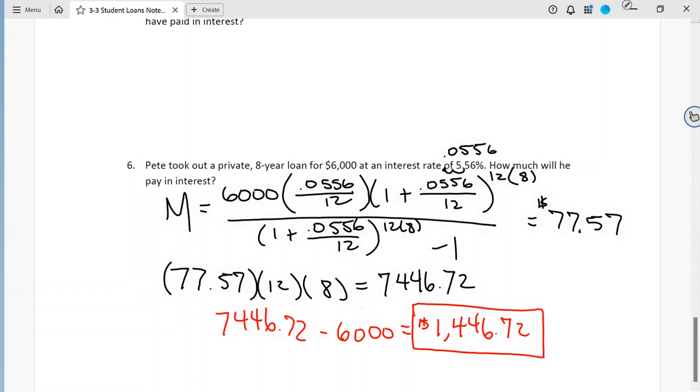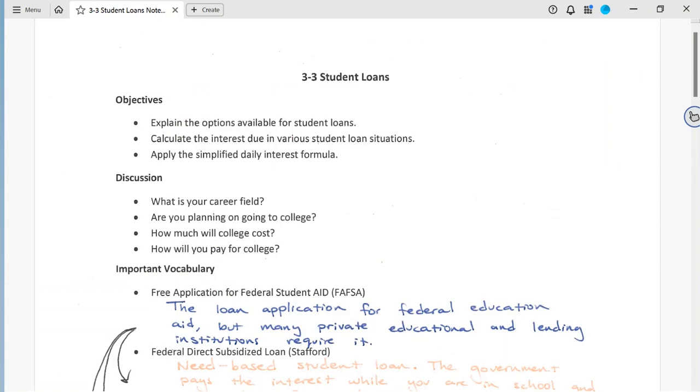All right. So in this video, we explained the options available for student loans: subsidized versus unsubsidized versus a private loan. We calculated the interest due in various student loan situations. We figured out how much you'd pay in interest to have that loan, and we applied the simplified daily interest formula to figure out how much you'd be paying.